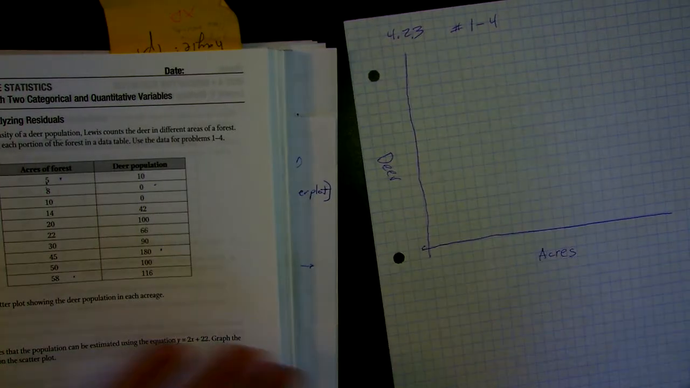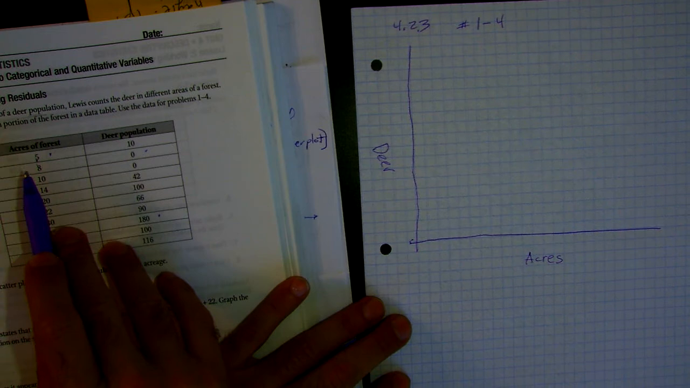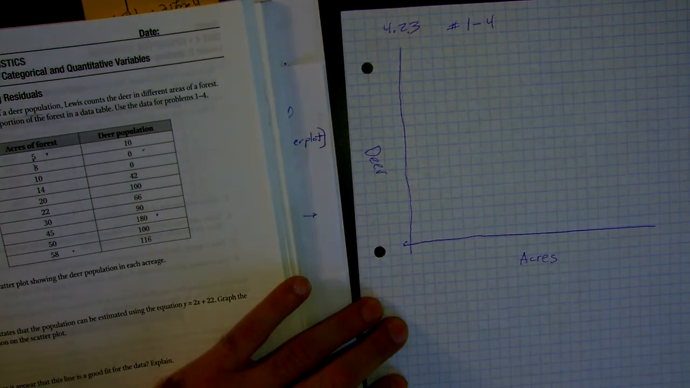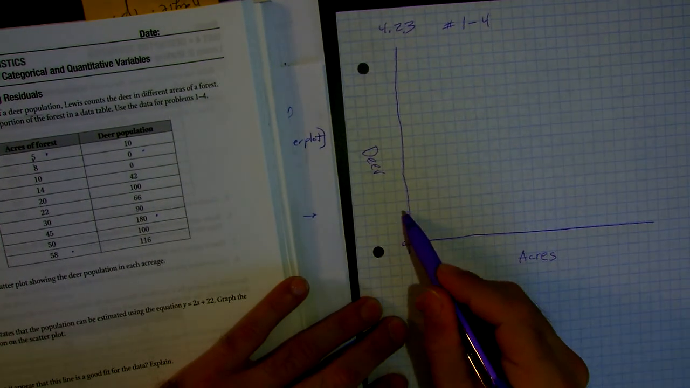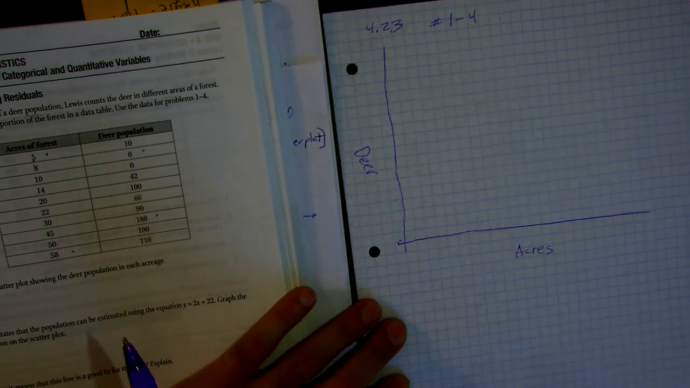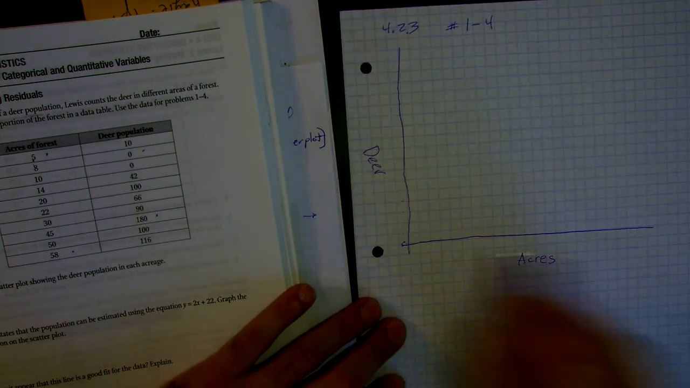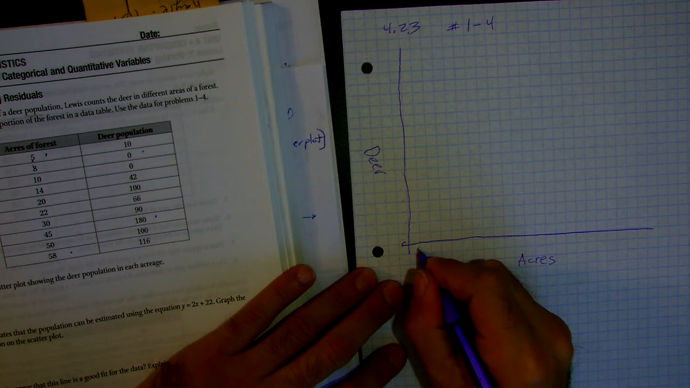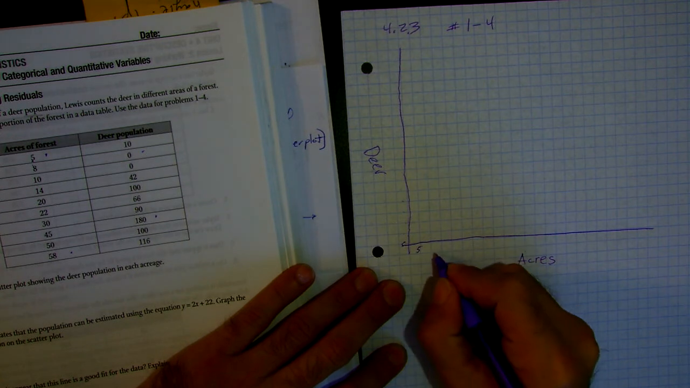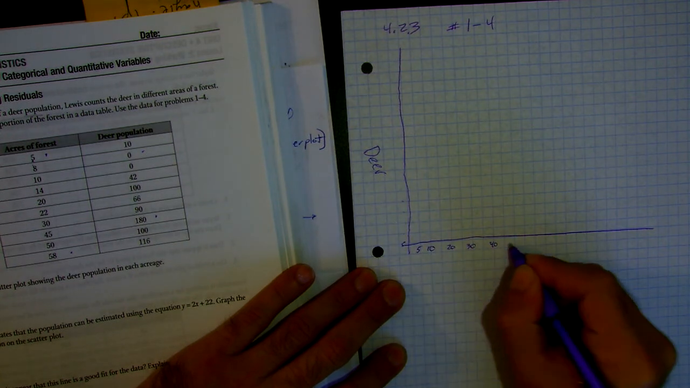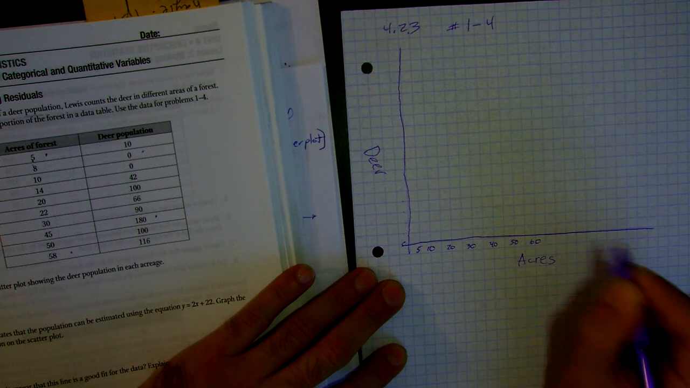All right, so the acreage, the main hard part here right now, our task is just to get our units right. Because if I say this is 1, 2, 3, 4, 5, 6, 7, 8, then for me to graph 180 deer is going to be impossible. So with acreage, we go between 5 and 58. So I think if I just go 5, 10, 15, 20, 25, 30, 35, 40, 45, 50, 55, 60. That'll get through all my values.